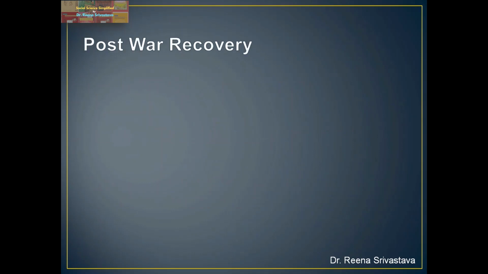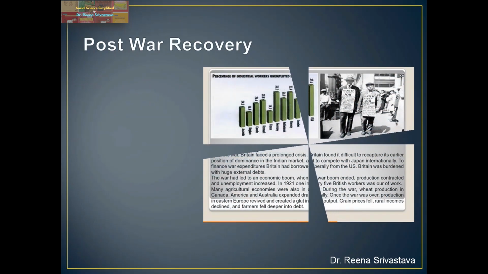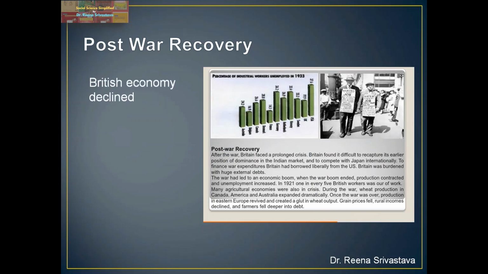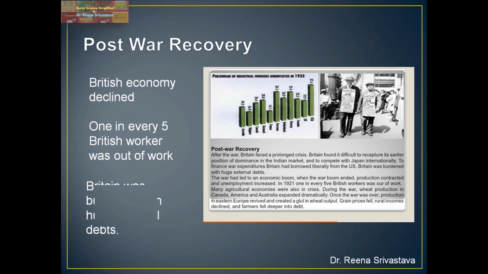Then if you talk about post-war recovery, as I told you, the British economy declined. One in every five British workers was out of work. And then Britain was burdened with huge external debts. So the position of Britain declined and the US emerged as a superpower. So this is enough. We'll continue with the other topics in the next part.